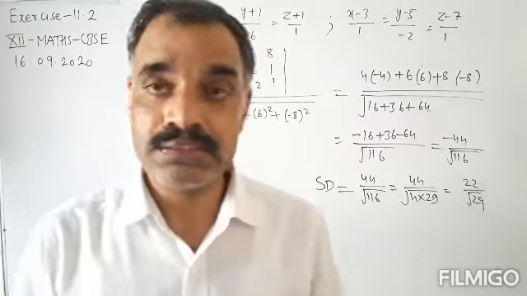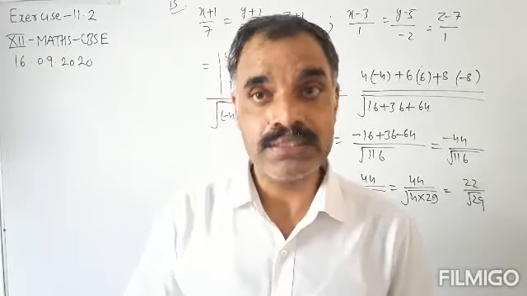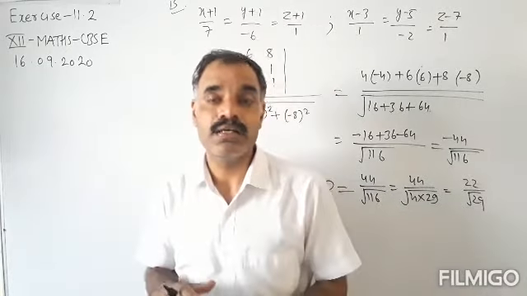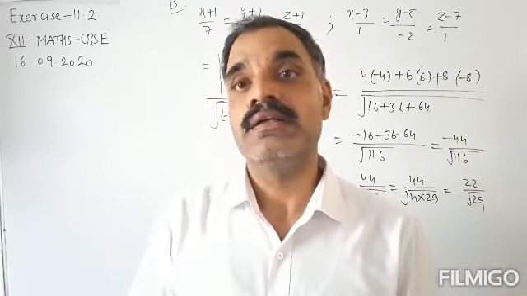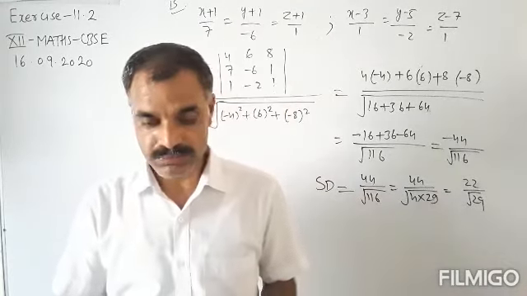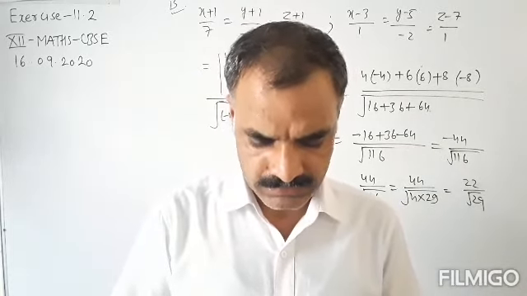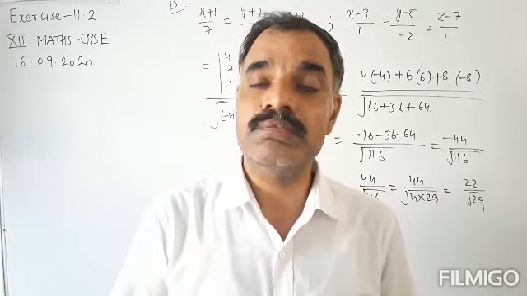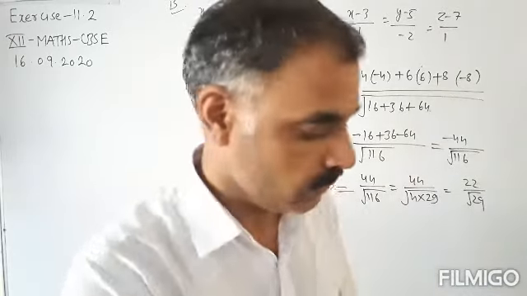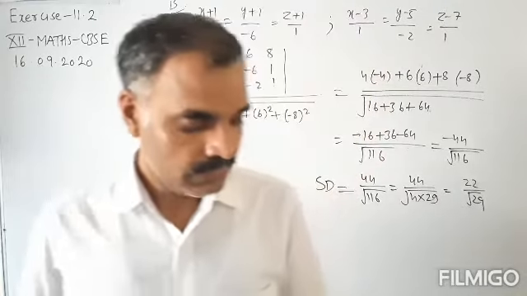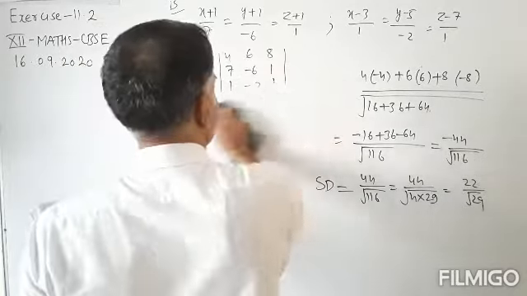Final shortest distance is 22 upon under root 29, and this is the process when the equations of line are given in Cartesian form. Okay, now we will take the last questions of this chapter. Question number 16 and 17. These are two questions and both are about shortest distance. So we will take the last question, question number 17.